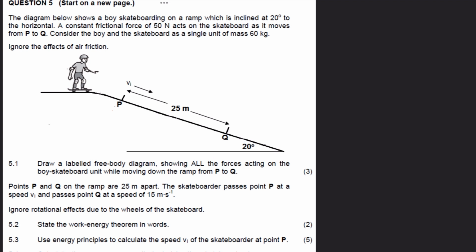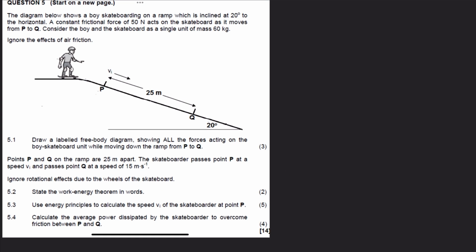Question 5.1. Draw a labeled free body diagram showing all the forces acting on the boy skateboard unit while moving down the ramp from P to Q. Okay, so as this boy moves down, there's going to be a force of gravity that's pointing down. Remember, do not show the components. There's going to be a normal force acting in this direction, and there's going to be friction. So that's our answer. 3 marks, 3 forces.